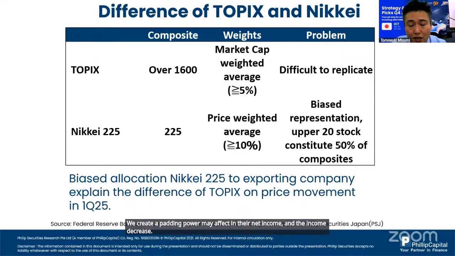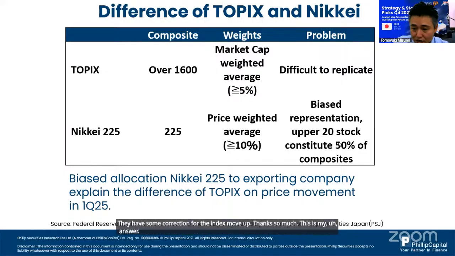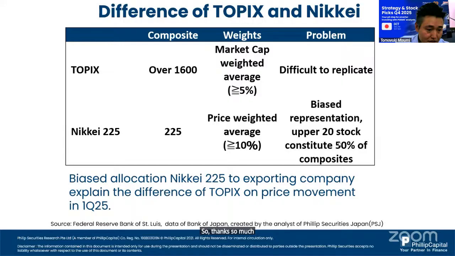They may see that currency depreciation is not an advantage for Japanese companies. They have some correction for the index move up. Thanks so much. This is my answer. So thanks so much. Next question.